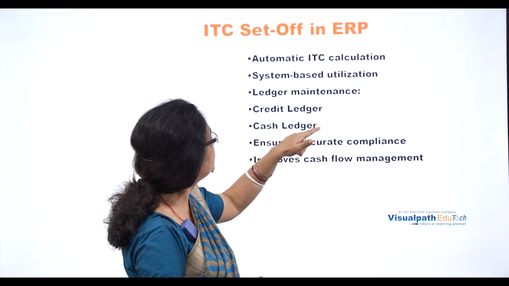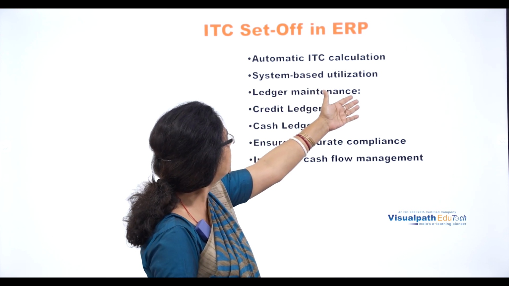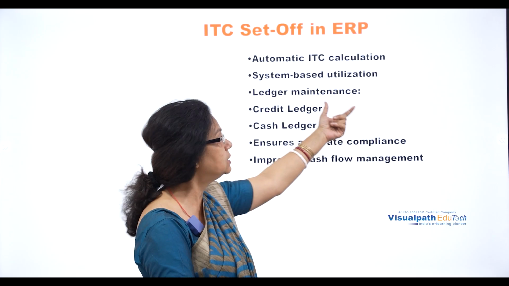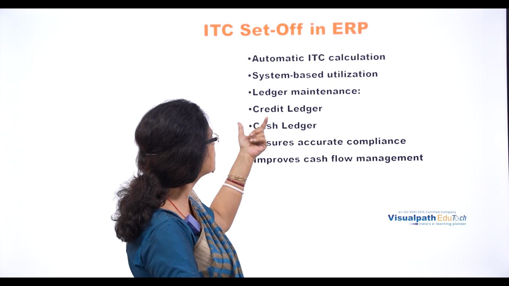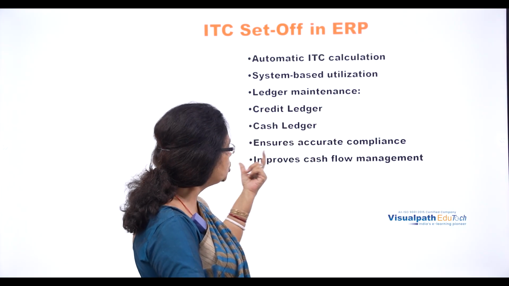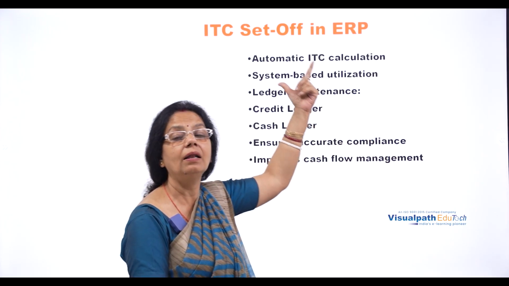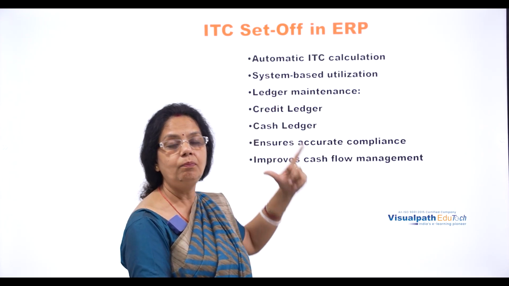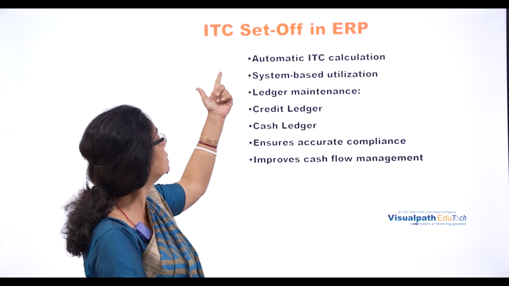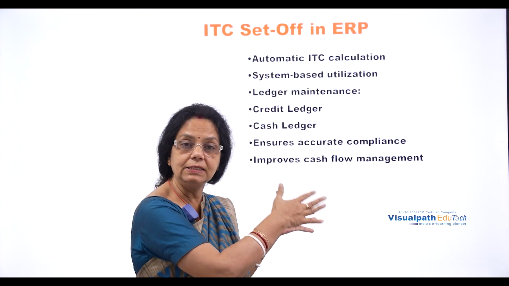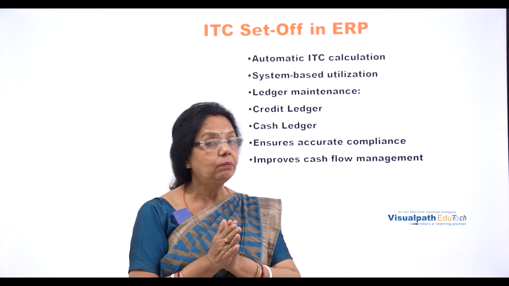Okay, what is all about the ITC set off in ERP? Automatic ITC calculation, system-based utilization, ledger maintenance, that is credit ledger and cash ledger, and it ensures accurate compliance as well as improves cash flow management. These are the key points which we have to learn under the set off in ERP.